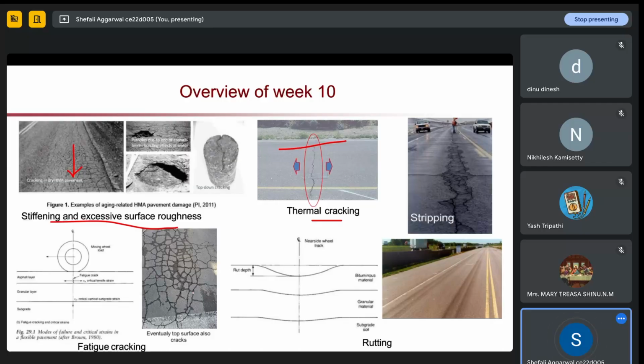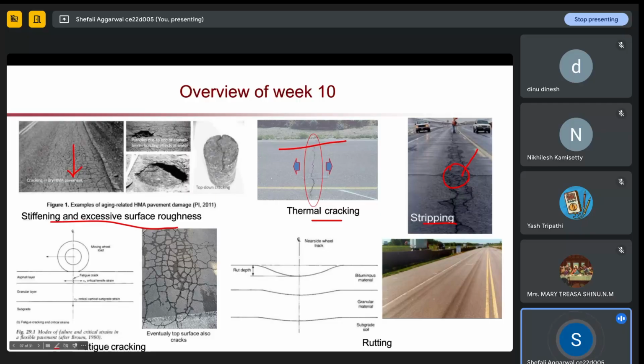Next we have stripping. Stripping means that if the bond between the sub base and your base, or your surface and sub base, is not good, your aggregates and your bitumen will be removed, and there will be a complete hole from where you can see the soil below. That is called stripping.